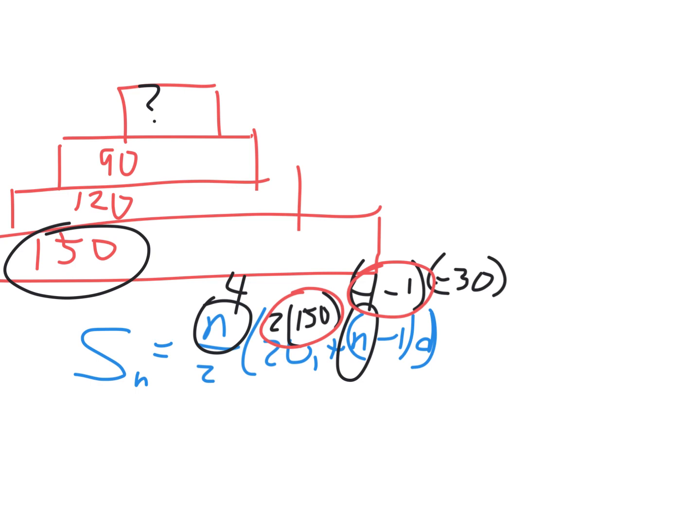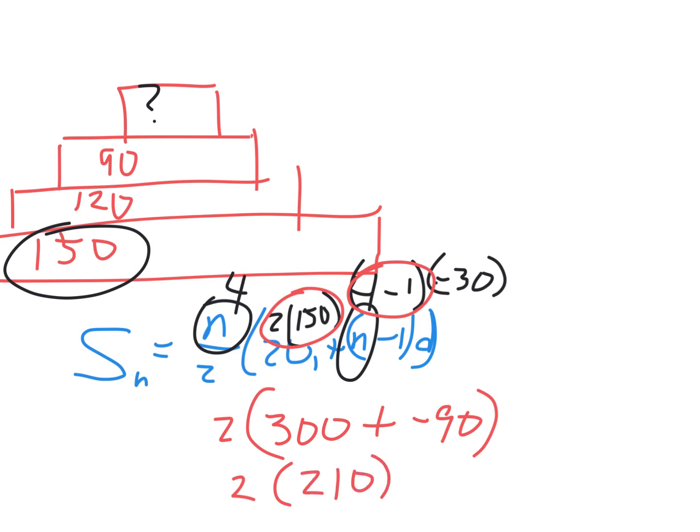2 times 150 is 300. I can do all of this in my head. And 4 divided by 2, that's 2. Look at this. I don't even need a calculator. 2 times 210, 420, I think. Did anybody else get 420? All right, cool. And the universe likes practical jokes, I think. I did not plan that to come out to 420.